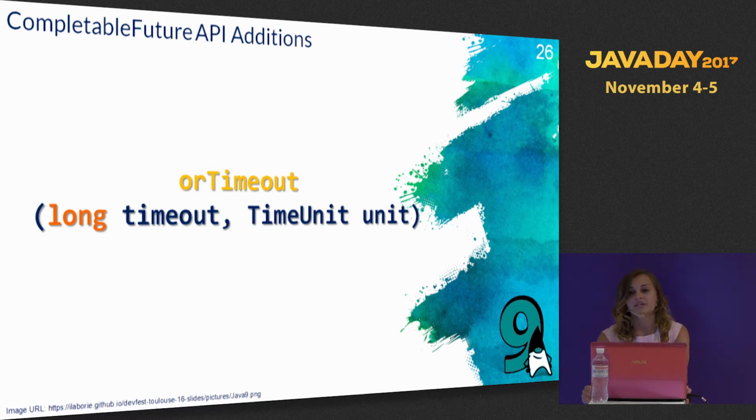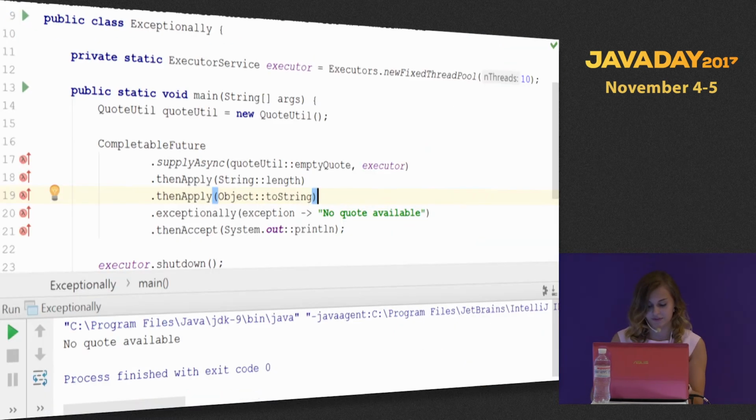Firstly, the orTimeout method was added. This method simply completes the future exceptionally with a TimeoutException, unless it is completed before the specified timeout. I know, too many words, let's just dive into the code.